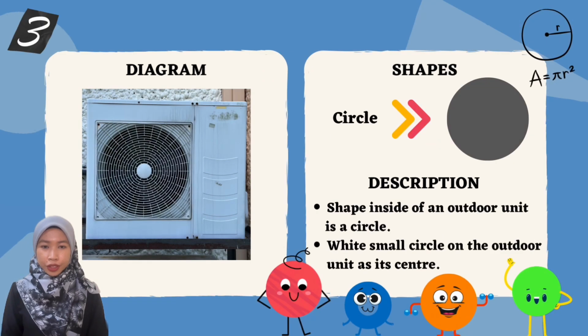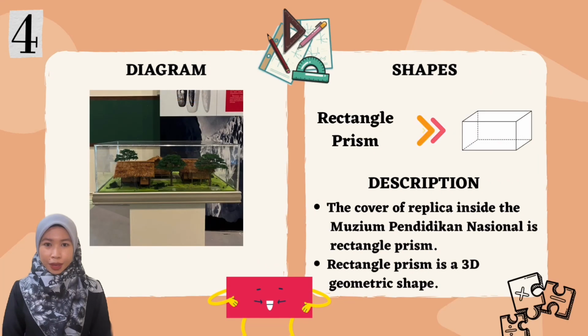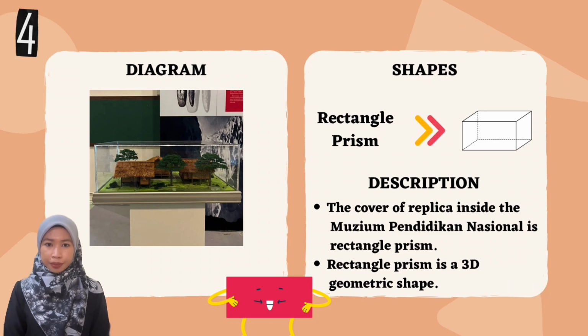Another geometrical shape is a circle. The shape inside of an outdoor unit is a circle. The small white circle on the outdoor unit is its center. Last but not least, the geometrical shape that we have found in Muzium Pendidikan Nasional is the rectangular prism. The cover of the replica inside the museum is a rectangular prism. A rectangular prism is a three-dimensional geometric shape.